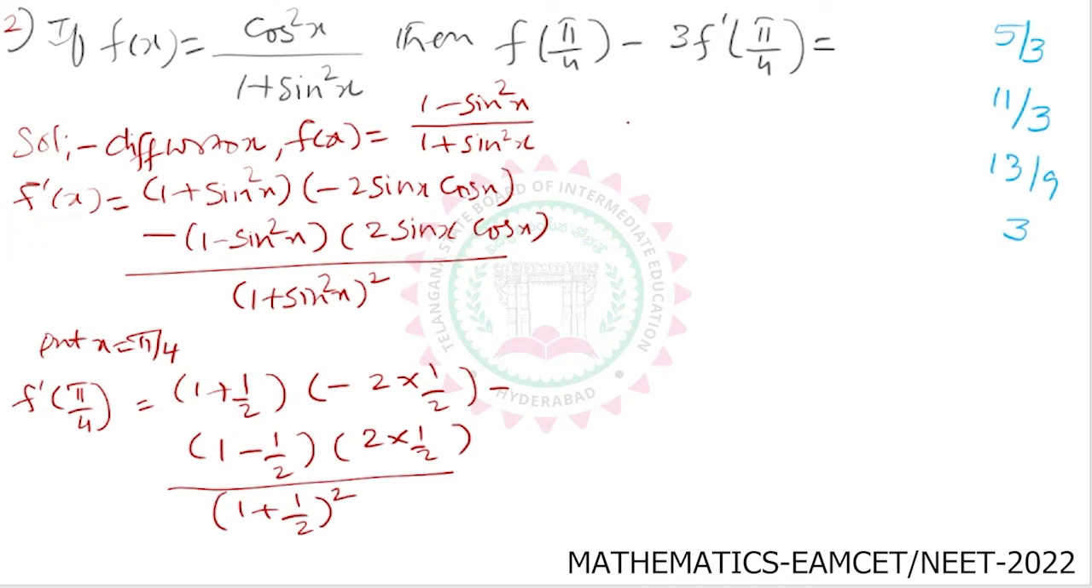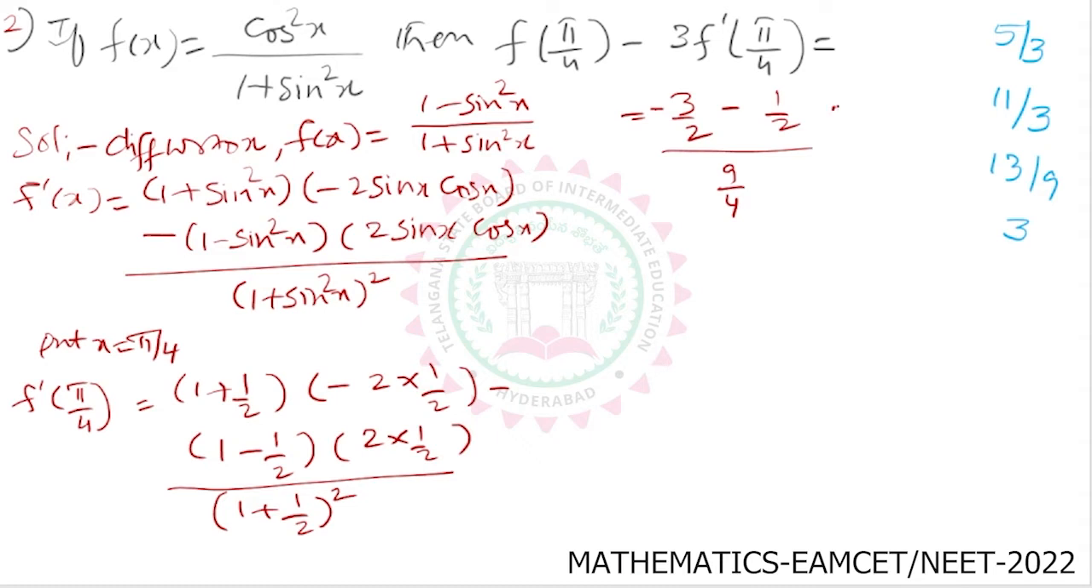Okay. Which gives me 1 plus 1 by 2 is nothing but 3 by 2. These 2 cancel. So minus 3 by 2. Minus times of 2 minus 1 is 1 by 2. This 2 cancels into 1. Whole divided by 2 plus 1, 3, 3 by 2, whole square. It becomes 1 by 4.